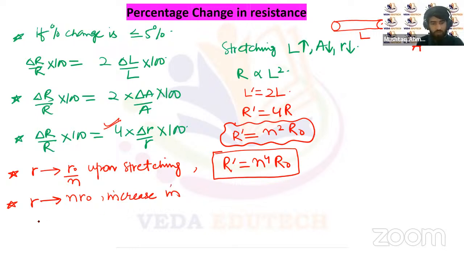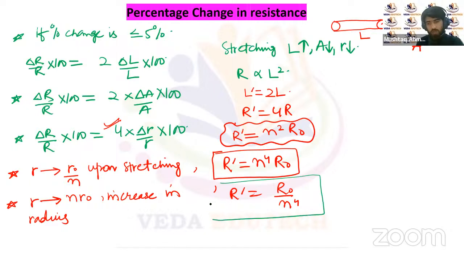Increase in radius. Then the resistance is going to decrease, right? Then the new resistance in that case will be R naught upon n to the power 4, right? This will be the new resistance in that case, R naught upon n to the power 4.